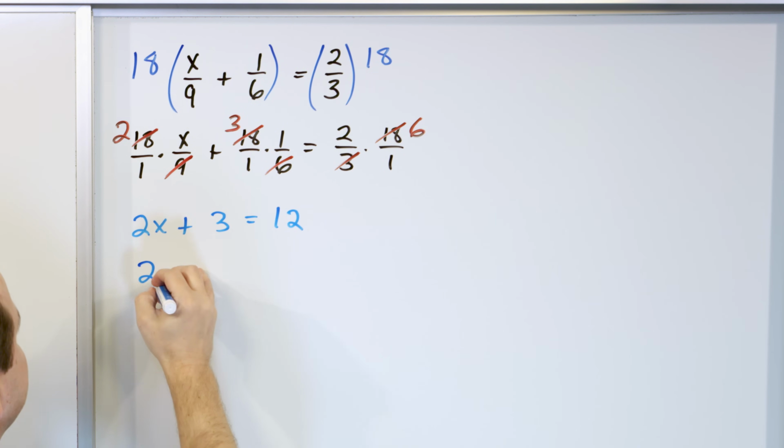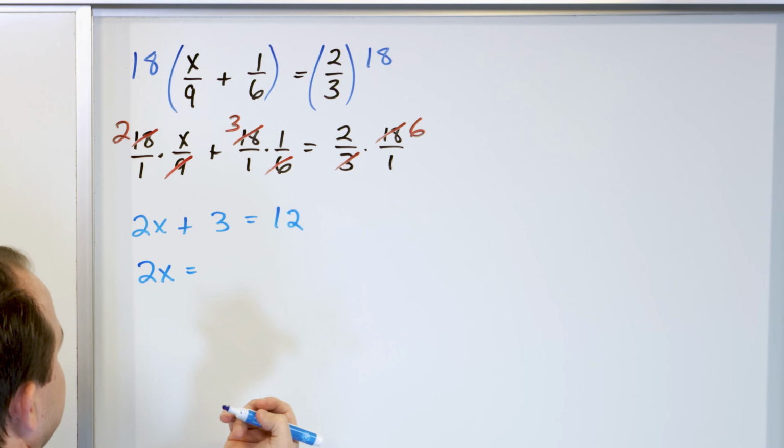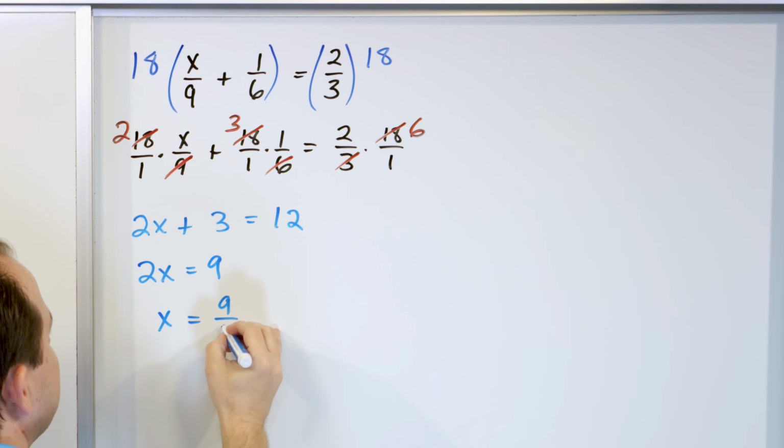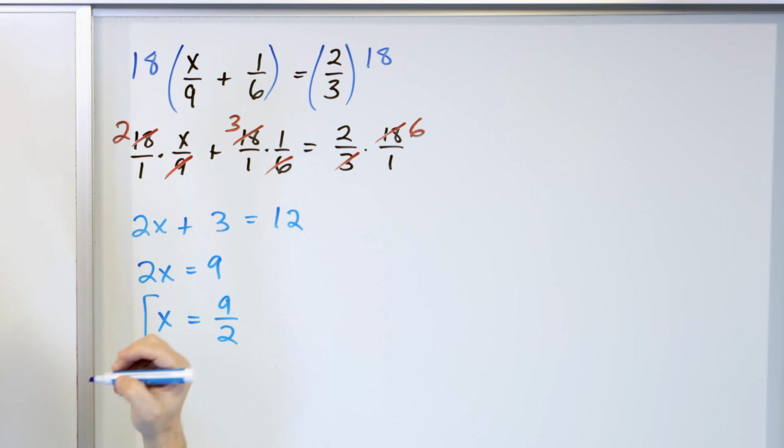Just subtract 3. 2x equals, what is 12 minus 3? That's 9. And then x will then simply be 9 divided by 2. We just divide by 2. Boom, the answer is 9/2.